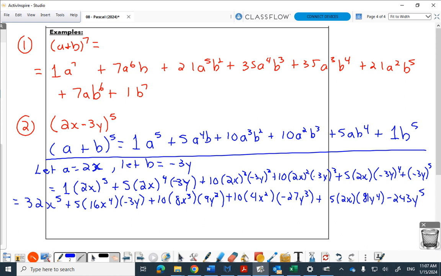How did 2x to the fifth become 32x to the fifth? The exponent laws. 2 to the power of 5 is 32. Putting exponents on regular numbers is still no big deal. It's the same rules as it always was, 2 to the exponent of 5. But when you put an exponent on an x like that, you get x to the fifth. That one's not too bad. Next term, 2x to the power of 4. The 2 gets power 4, which is 16. The x gets power 4, which is x to the fourth.